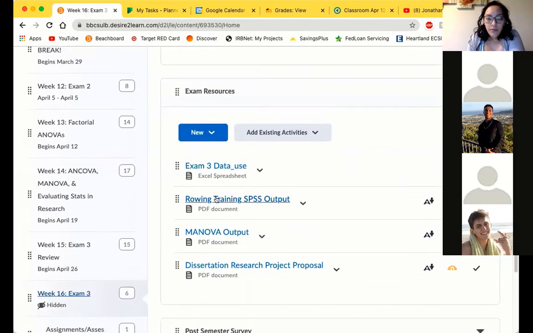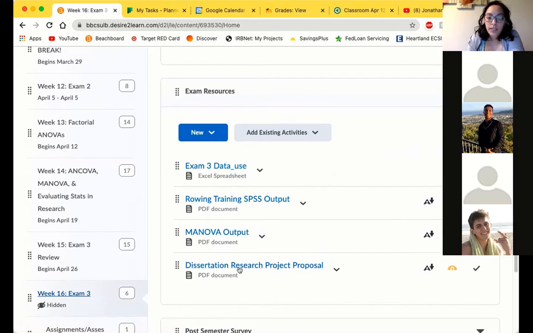In terms of outputs, you guys will get an ANCOVA output and you will also get a MANOVA output. Okay, and these will be paired with a research scenario, so they'll be pretty similar to what we're reviewing today. I think there's like 30 questions.